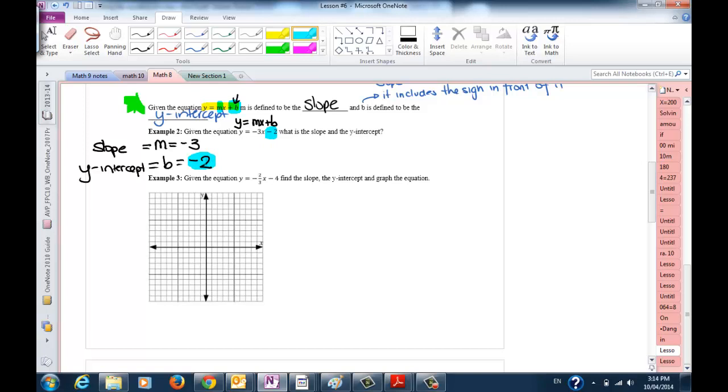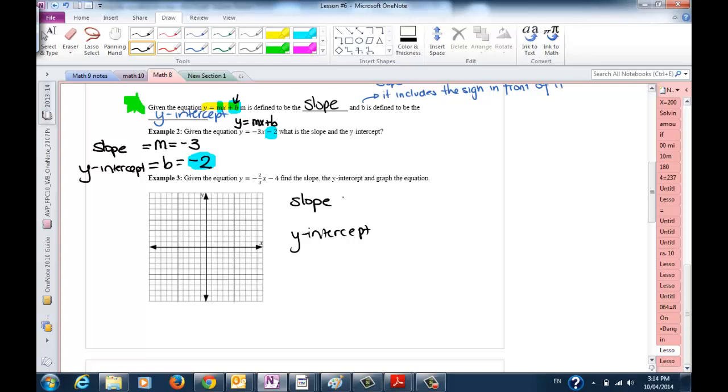And this becomes really useful when we want to graph it. So we've looked at graphing it using t-tables, but there's an alternate method that we can use as well. So with our alternate method, what we're going to do is first we're going to find out what the slope is and what the y-intercept is. So given the equation y equals -2/3 x minus 4, find the slope and the y-intercept and graph the equation.